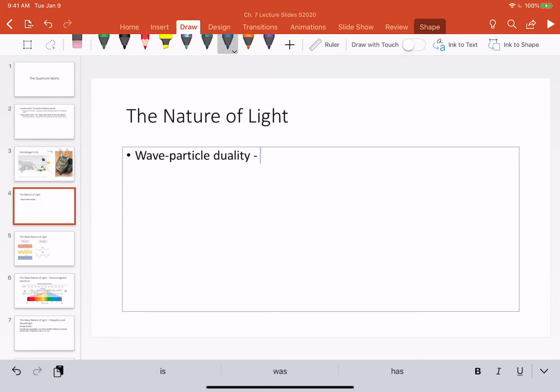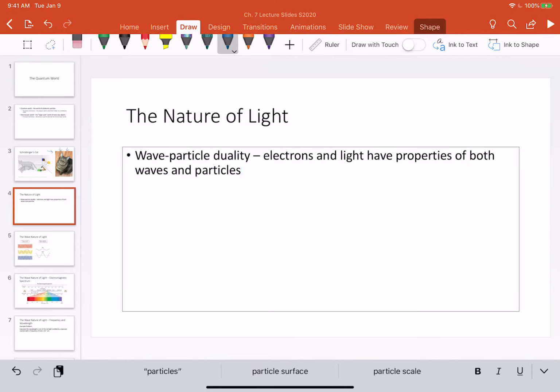And that is that electrons and light both have some properties of waves and some properties of particles. So we can look at the wave and particle nature of light to learn more about the wave and particle nature of electrons themselves. So we're going to start by looking at just the wave nature of light.